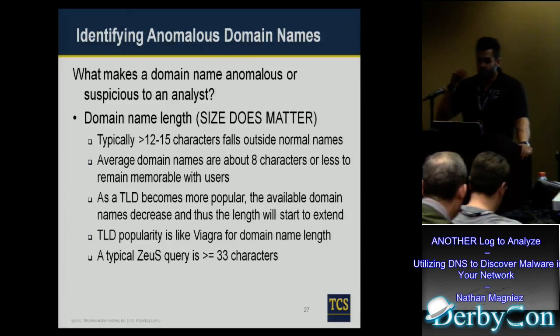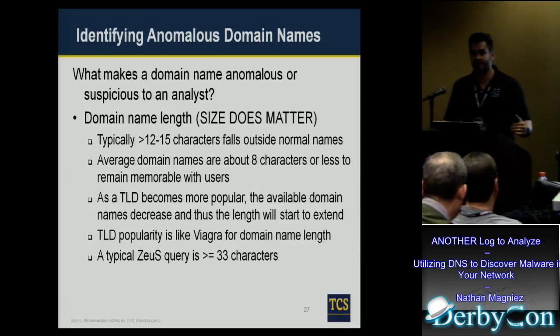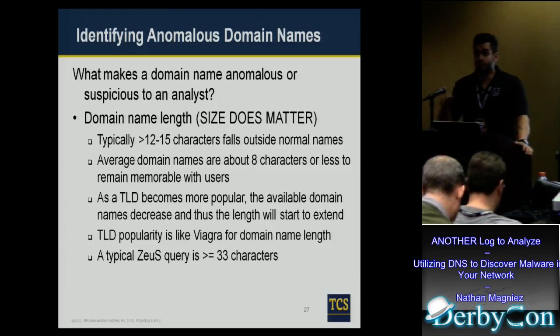All right, so when identifying anomalous domain names, there are a few different things that make a name anomalous. The first one is domain name length. And yes, the old adage, size doesn't matter. In fact, it does in this scenario. Typically, a normal domain name is less than 12 to 15 characters. Typically they're around 8. This makes it easier for users to remember, like google.com, yahoo.com, bing.com.